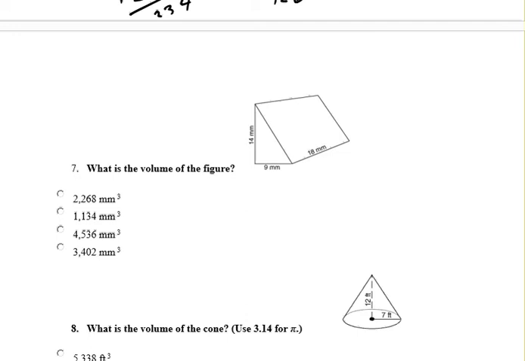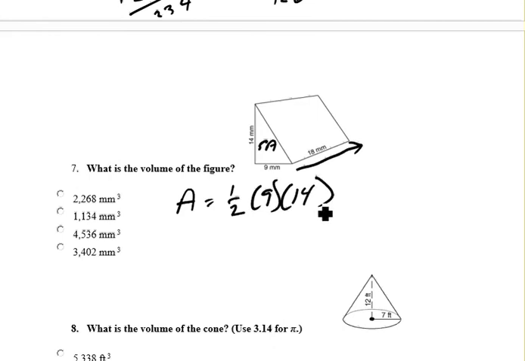The volume of this figure. So the volume is the surface area of this triangle times how long it goes for. The surface area of a triangle, 14 by 9, is 1/2 base times height. I'm going to do half of 14, and that's 7. Now I got 7 times 9, because I canceled those out, 7 times 9 is 63. So now this is 63, and then times 18.